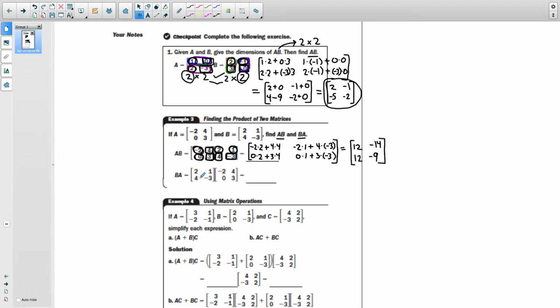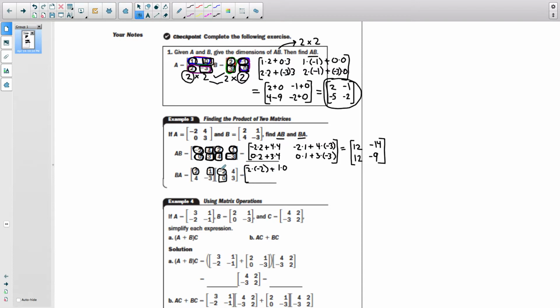All right, so now I'm going to do it backwards, and now I'm going to do B times A. All right, so again, first row by the first column. So first entry matches with the first entry here. So that's 2 times negative 2 plus, and then I'm going to do the second entry by the second entry. So 1 times 0.